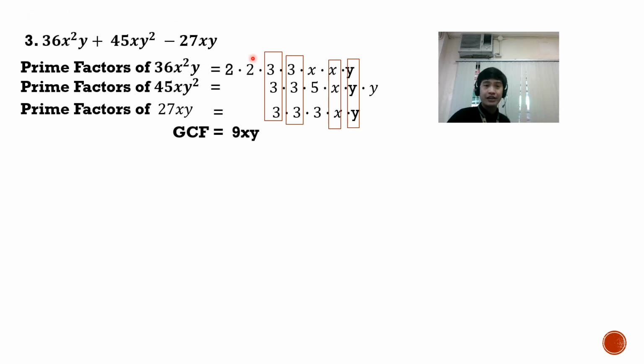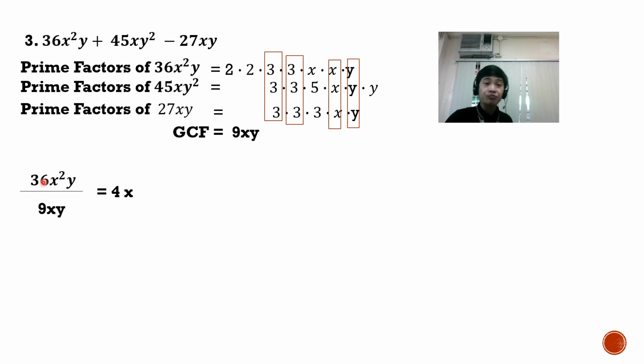So, nakuha na natin yung common monomial factor o yung greatest common factor nitong polynomial na ito. Ano ang sunod nating proseso? Sa third step natin, bawat isang expression na involved sa polynomial na ito ay i-divide sa kung ano ang ating nakuhang GCF or common monomial factor. The first expression involved in this polynomial is 36x squared y. We will divide this particular expression to our GCF, which is 9xy. It's basically 36 divided by 9, x squared divided by x, y divided by y. And that will give us 4x.